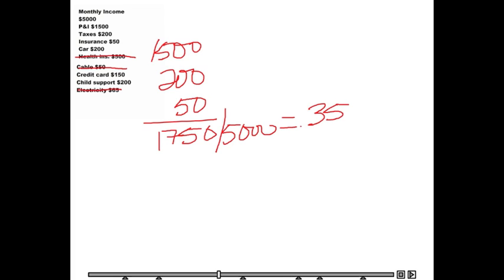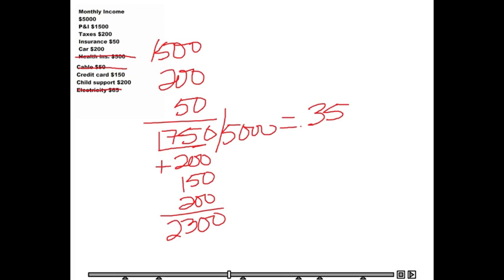Now for their back end debt ratio, you're going to take the 1,750 that we had as their housing expense. We're going to add to that all their other payments. So they have a car payment of $200. They have a credit card payment of $150. And they have child support of $200. You're going to add those numbers up, and that's going to give you the borrower's total debt obligations that you're then going to be able to use for their back-end debt ratio. And when you add all those up, that gives you a total monthly payment obligation of $2,300.